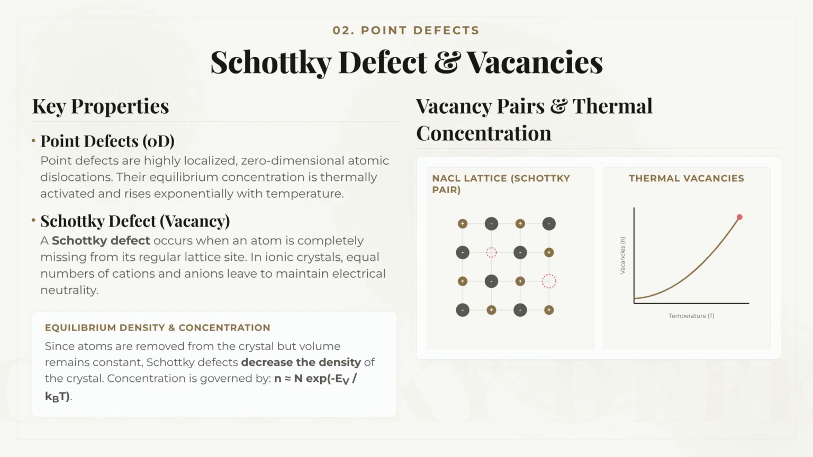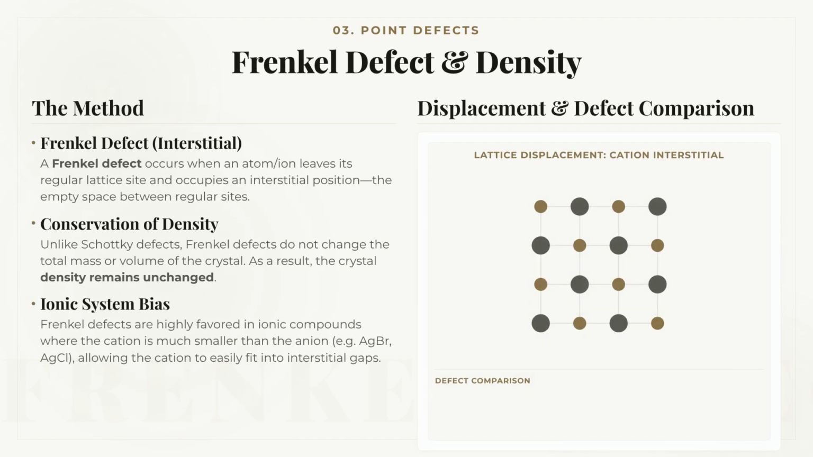Now, let us discuss Frenkel defects. A Frenkel defect occurs when an atom leaves its normal lattice site, but remains inside the crystal by occupying an interstitial position. An interstitial position is an empty space between the regular lattice sites. In this defect, an atom is not removed from the crystal. Instead, it is simply displaced from its original position to an interstitial site. As a result, the total mass and volume of the crystal remain unchanged. Therefore, the density of the crystal does not change.